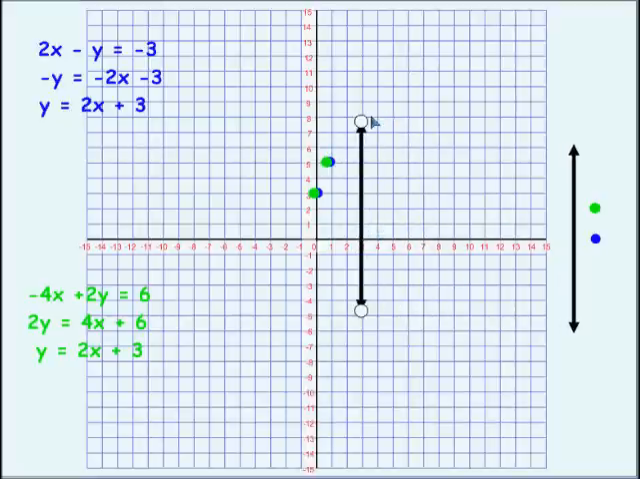Because these are linear equations and we draw a line to connect the points, that means every point on that line will satisfy that and make it into a true statement. And so since they are the same line, these equations, 2x minus y equals negative 3 and negative 4x plus 2y equals 6, have exactly the same line and will have infinitely many solutions. Any solution, any coordinate point that falls on this line, and the line goes on and on and on forever.